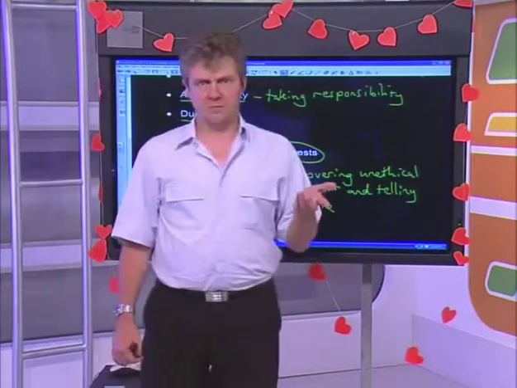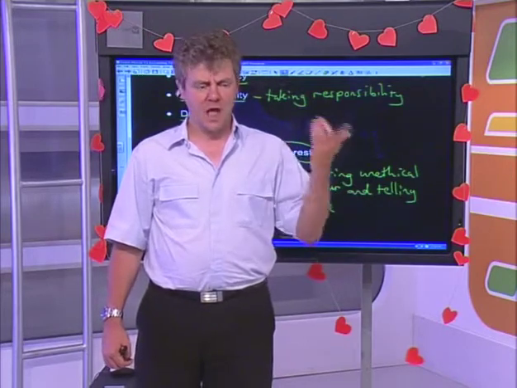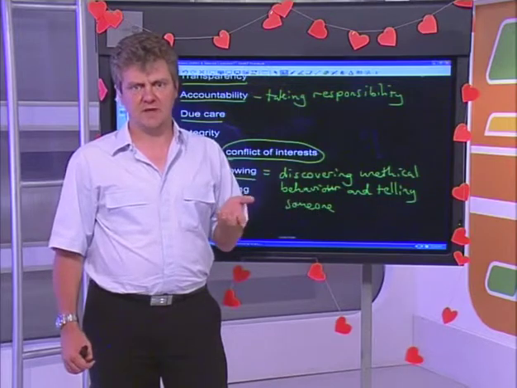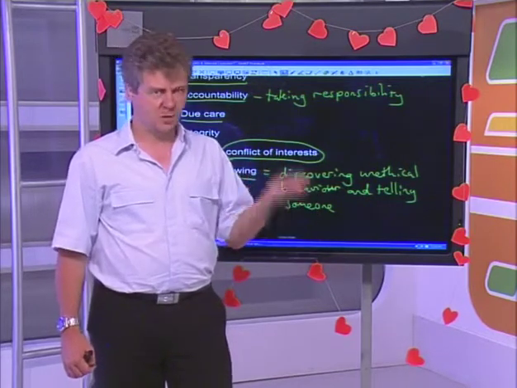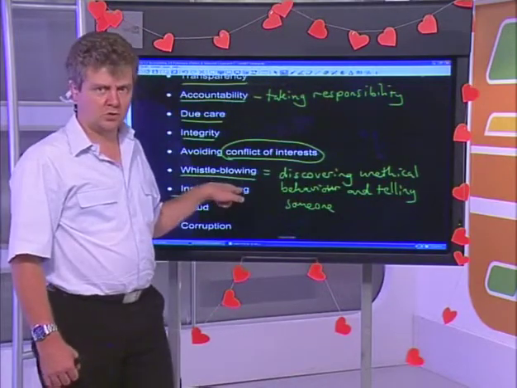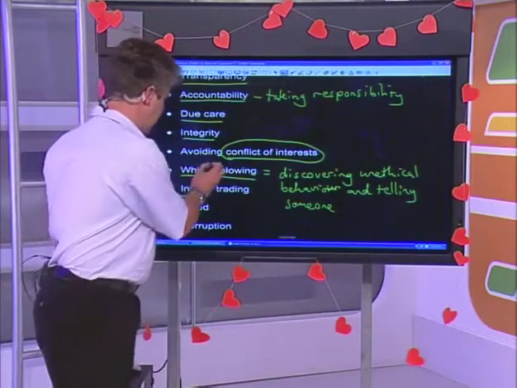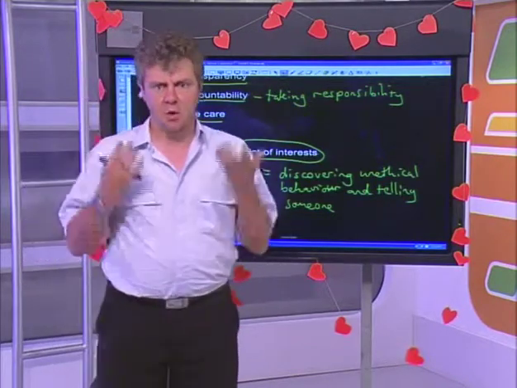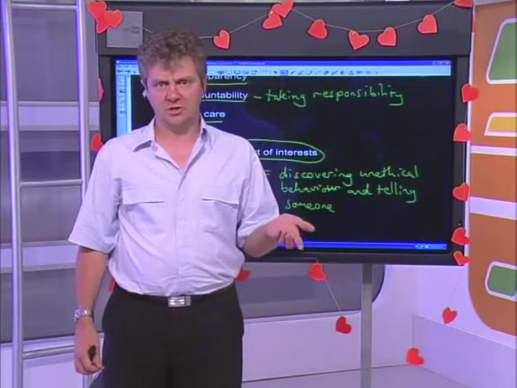So let's say, for example, that your boss comes to you and says that he has stolen some money from the business, or you discover that your boss has stolen money from the business. If you go and tell somebody more important or somebody higher up, you are actually committing whistleblowing. You are making people aware that a problem is occurring.